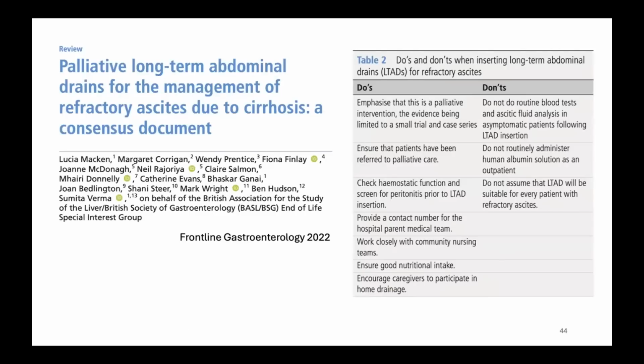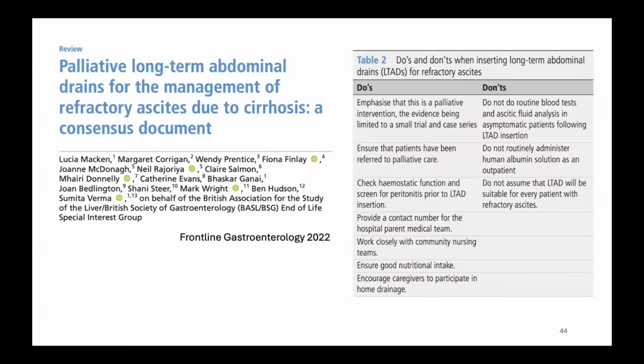And this UK group has published these guidelines in Frontline Gastroenterology. I just want to emphasize the don'ts. We don't do routine blood tests. We don't routinely check the cell count in these patients. We consider that if we do this to keep the patient out of the hospital, we are not going to start measuring all the time. Unless they have symptoms, we don't check the cell count. We never send cultures from the drains.